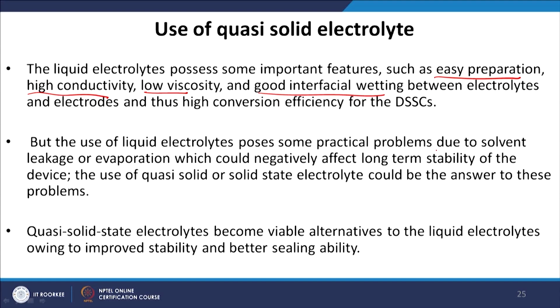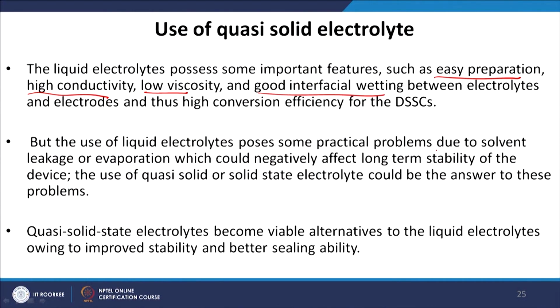The use of quasi solid or solid state electrolytes could be the answer to these problems. So, that is why people are trying to replace the liquid electrolytes with solid state or quasi solid state electrolytes. Quasi solid state electrolytes become viable alternatives to the liquid electrolytes owing to the improved stability and better sealing ability. As I said, the DSSC device has to be sealed properly, otherwise the electrolyte will be volatile and will evaporate. So, if we can control the volatility in the solid state electrolyte, that is advantageous for us. That is exactly what is done in quasi solid state electrolyte.